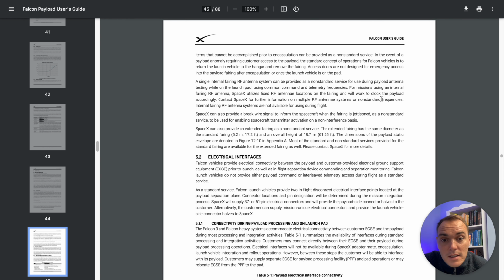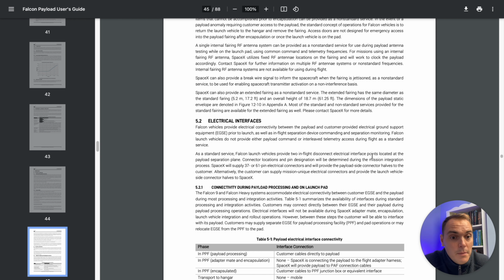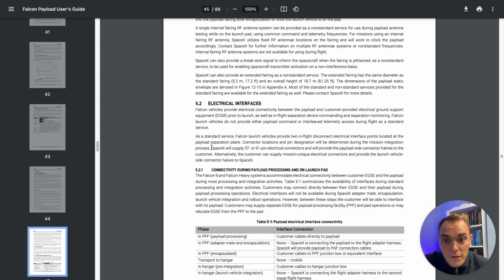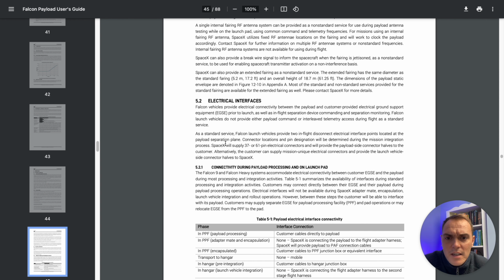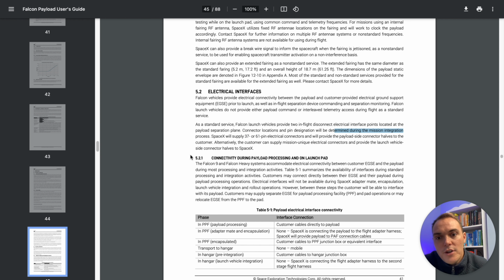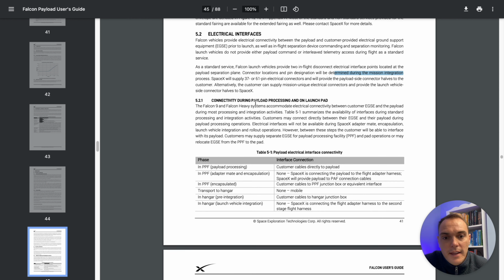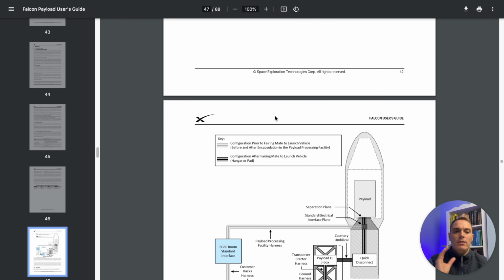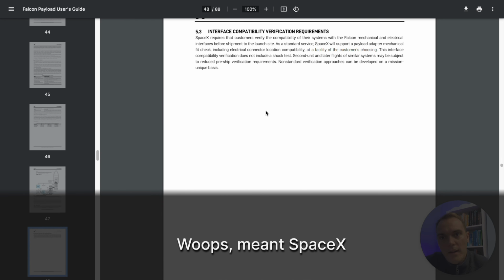Electrical interfaces. Here they're talking about the mission integration process. Actually, NASA, you should be better and just provide some generic stuff that people can design against. SpaceX, sorry, SpaceX on payload. Okay, so they're saying you can get some 37 pin or 61 pin electrical connectors that can do some electrical stuff. And look here, they do mission integration process, so they're also integrating using ICDs. You get the gist. Anyway, this is the really cool document.